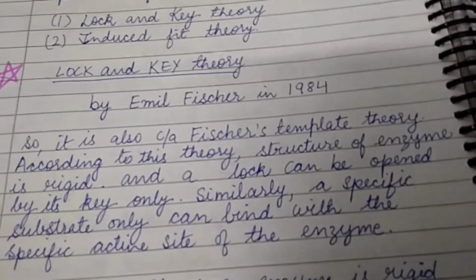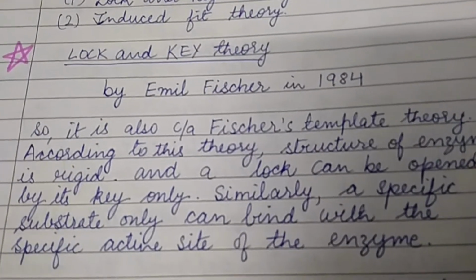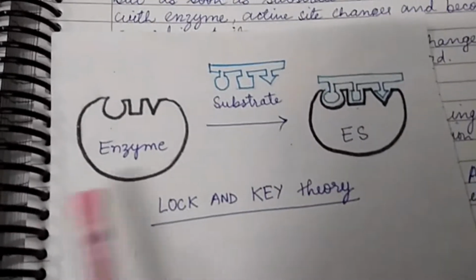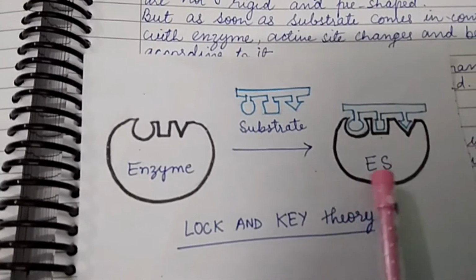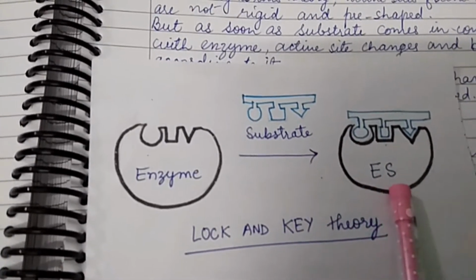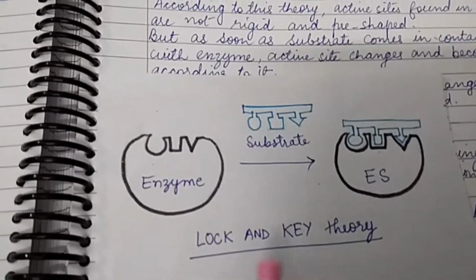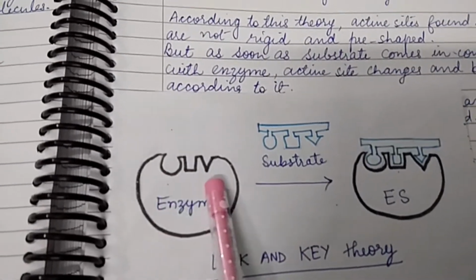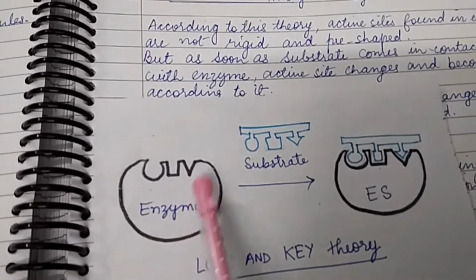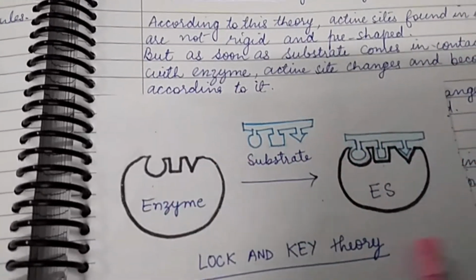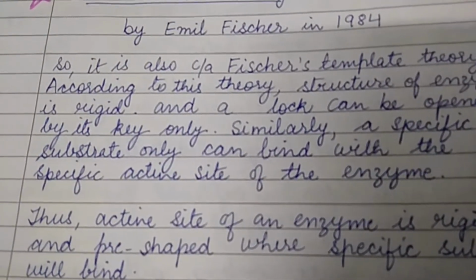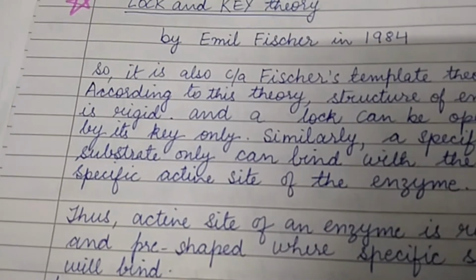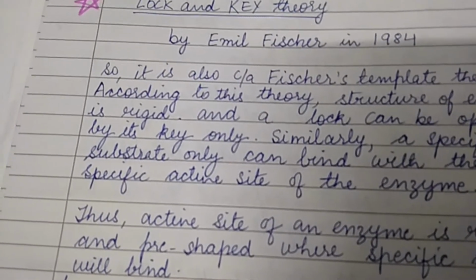This theory was postulated by Emil Fischer in 1894. See, let's look at the diagram. This is the enzyme molecule, this is the substrate, and the substrate occupies the active site and forms the enzyme substrate complex. So in lock and key theory, the active site is pre-shaped and rigid, so the substrate fits into it. So it has a fixed template. That is why it is also known as Fischer's template theory.